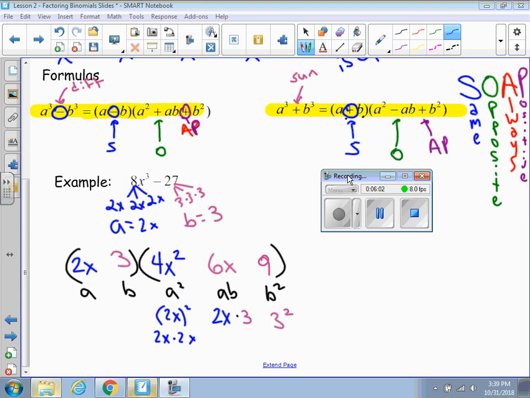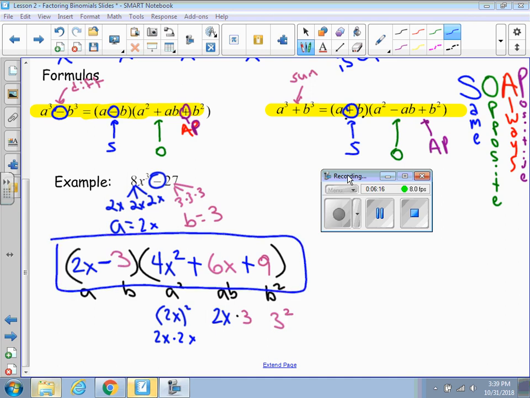Now you just have to remember to use SOAP. So remember, same sign. What sign did we start with? A minus. So same sign. O stands for opposite sign, and the AP is always positive. And there is our fully factored problem.